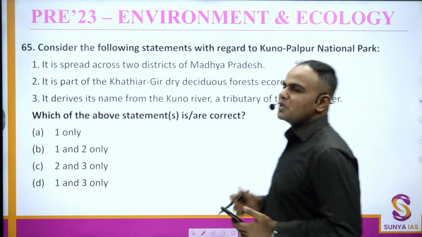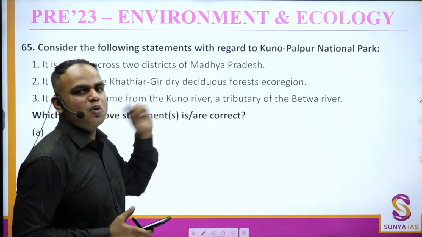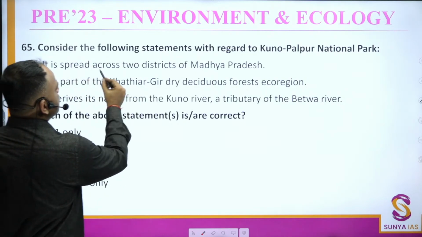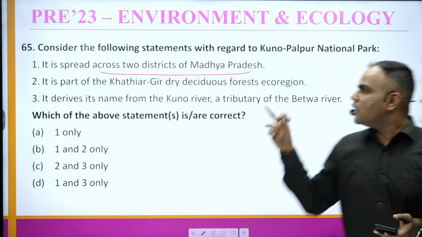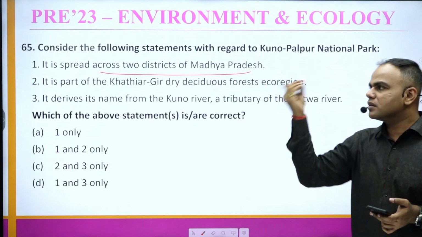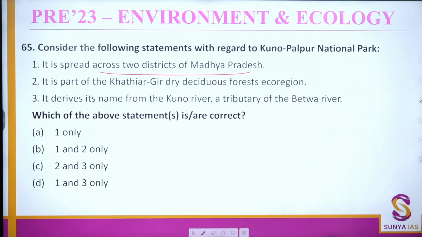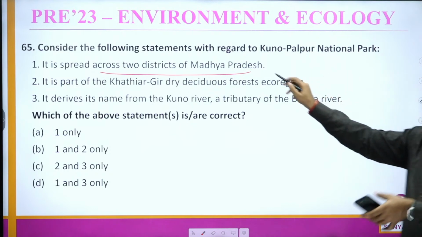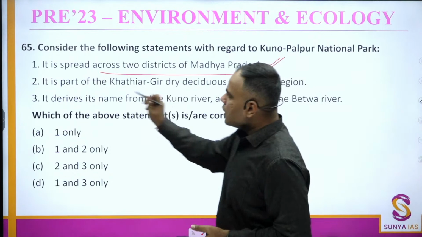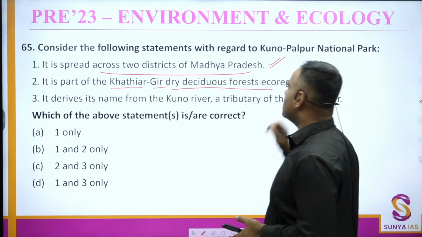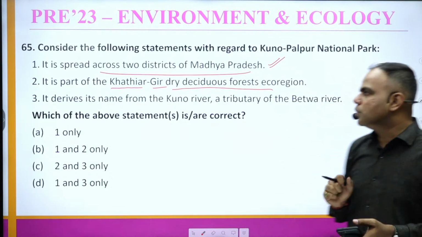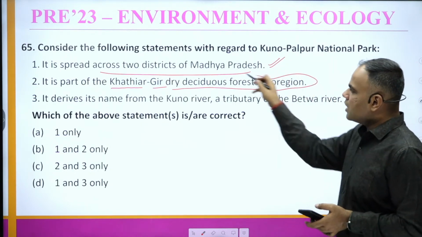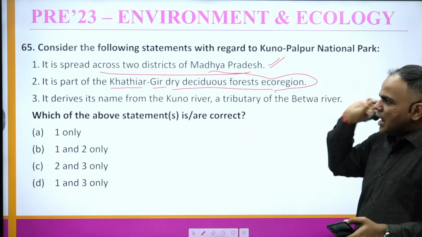Now, Kuno Palpur, we were at least discussing Kuno Palpur. Now see the question on Kuno Palpur National Park. Here it is spread across 2 districts of Madhya Pradesh. Again, this kind of question has already been asked once. The question was on Desert National Park, that asked you how many districts it is spread across. So number 1, it is spread across 2 districts of Madhya Pradesh. This part is correct. Second, this part is also important. It is a part of Kathiawar Gir dry deciduous forest ecoregion. The examiner can also ask you from which particular portion this is, or what forests are found in the region. So, Kathiawar and Gir dry deciduous forest.